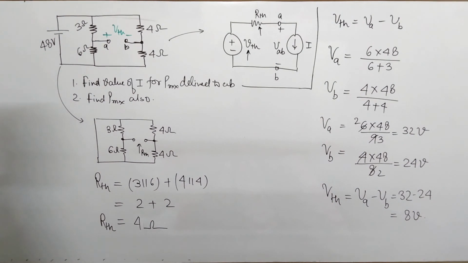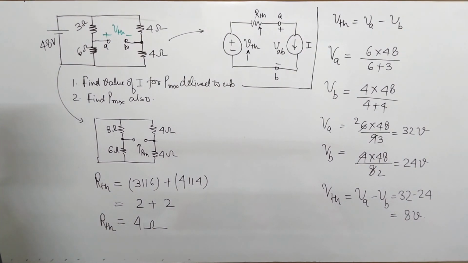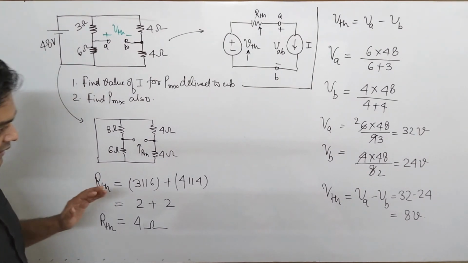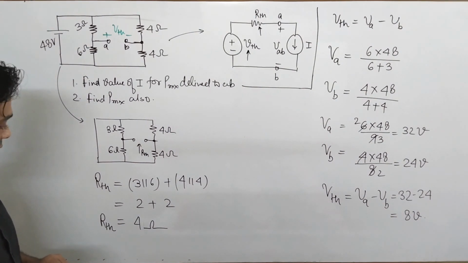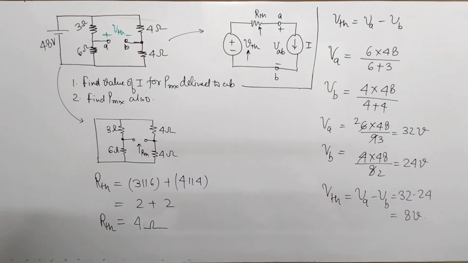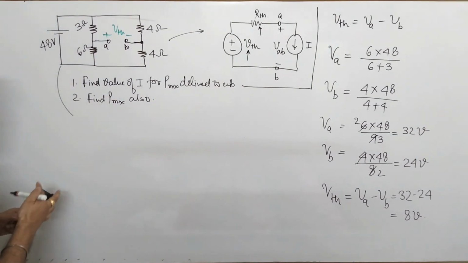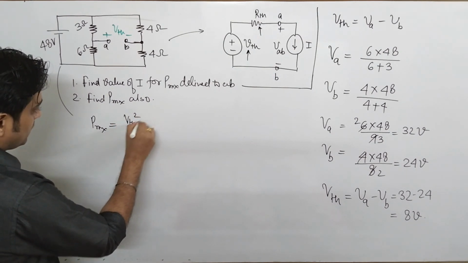Once you know the value of VTH, you can easily find the value of maximum power transfer. Now the question comes to your mind, how do we find the value of I? See, this is one method in which we find the value of maximum power with the help of VTH and RTH. But if you have to find the value of I, how will we find it? So see, first of all we'll find the value of maximum power. So what is our maximum power? Maximum power P max comes to be how much? It is VTH square upon 4 RTH.